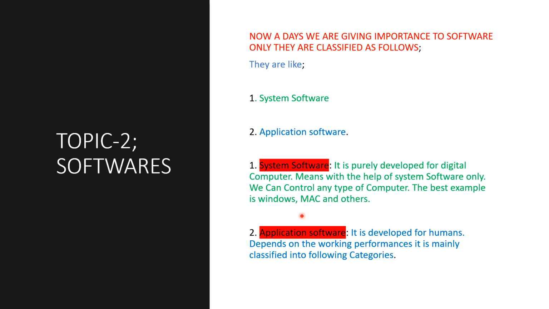The best example is the OS, meaning operating systems like Windows, Mac and others. As we know, our phones are controlled by Android. It also comes under system software.